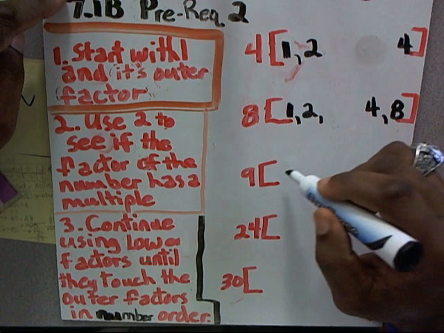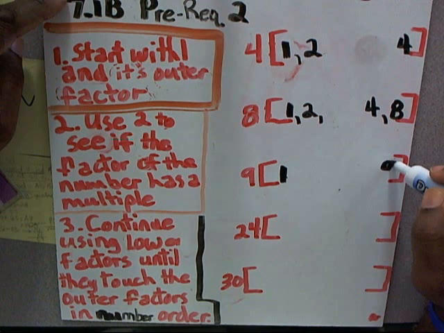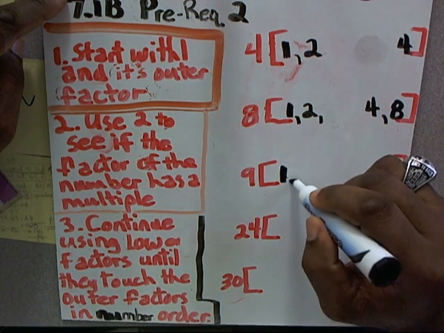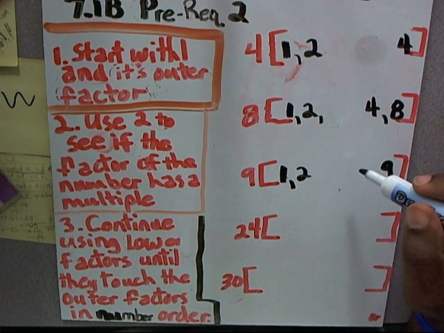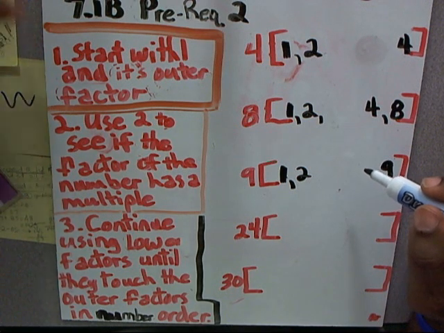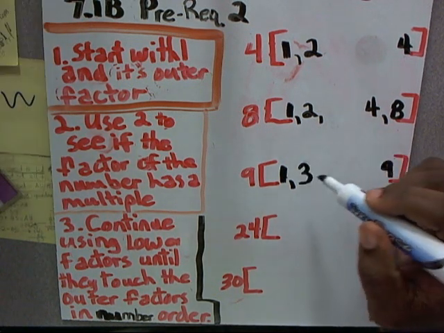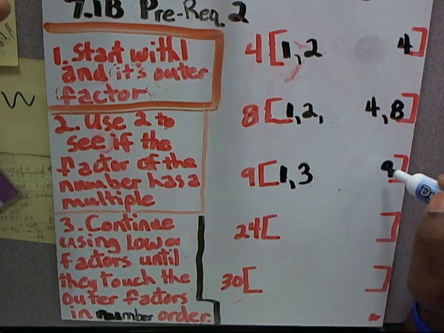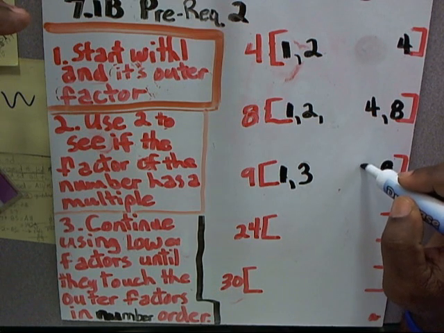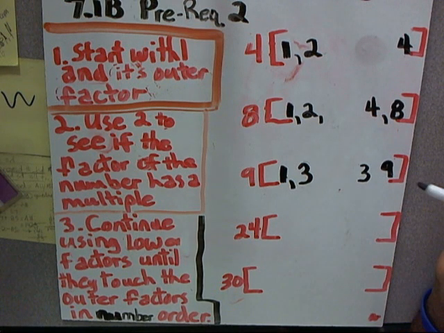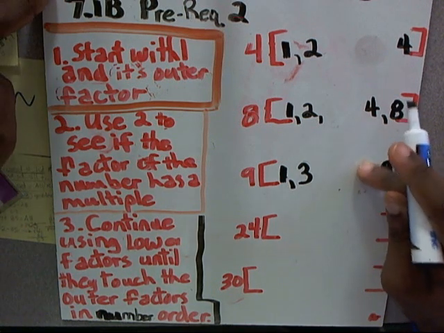Number 9. We start out with 1, and we put 9 out here as the outer factor. Now we'll start with 2. Can 2 go into 9? 2, 4, 6, 8, 10. No, it doesn't. What about 3? 3, 6, 9. Yes, it does. 3 goes into 9 3 times. But we don't need 2 3s, so we'll take 1 out.